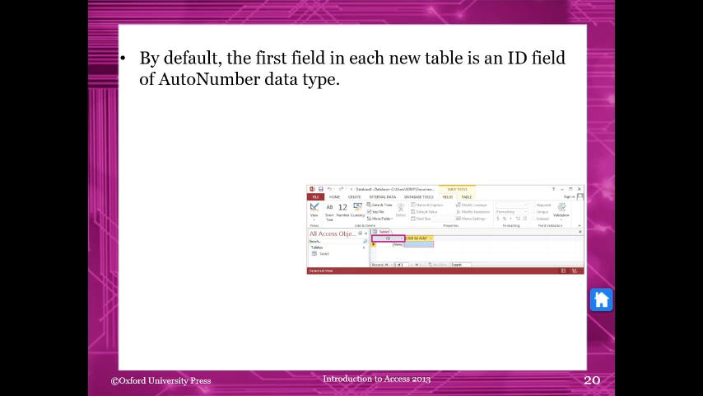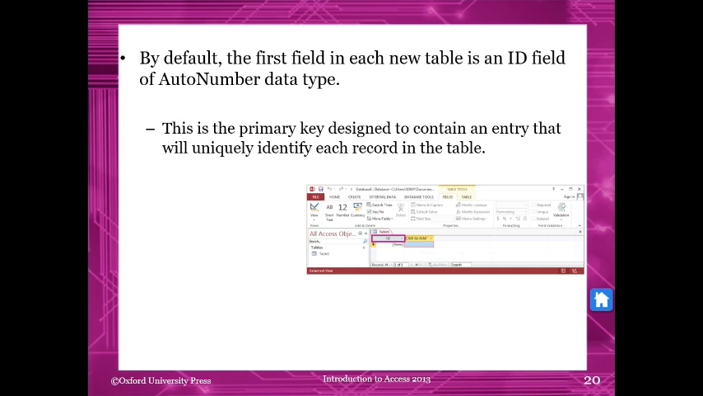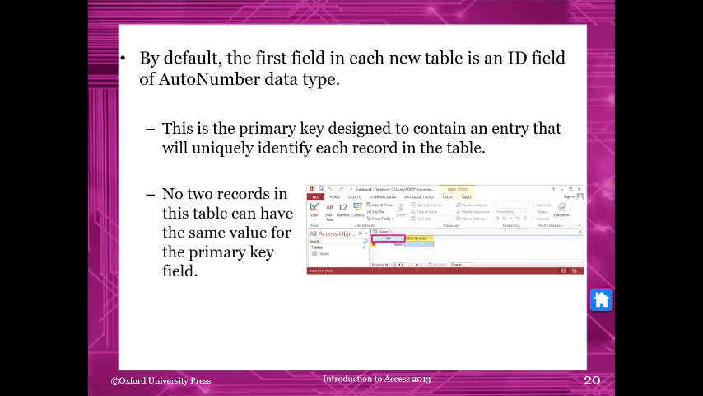By default, the first field in each new table is an ID field of AutoNumber data type. This is the primary key designed to contain an entry that will uniquely identify each record in the table. No two records in this table can have the same value for the primary key field. You can rename it.